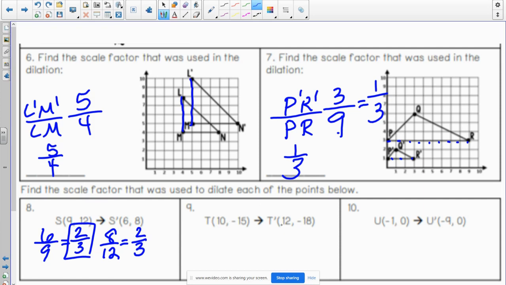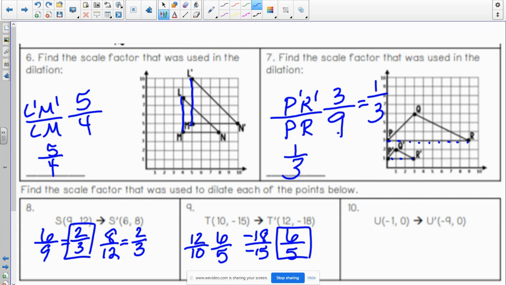Do it the same way here. You can do the x's or you can do the y's, it really doesn't matter. I'll do 12, the new one, over the original, since they both can be divided by 2. So that means 12 divided by 2 is 6, 10 divided by 2 is 5. Or we can do it with the y's. Both of those are divisible by 3. So -18 divided by, and we're going to do a -3 to get rid of the negatives, which would be 6. And then -15 divided by -3 would give us 5. So notice that we get the same scale factor, which is 6/5. And we also can tell it grew in size. So we know that it had to be greater than 1.